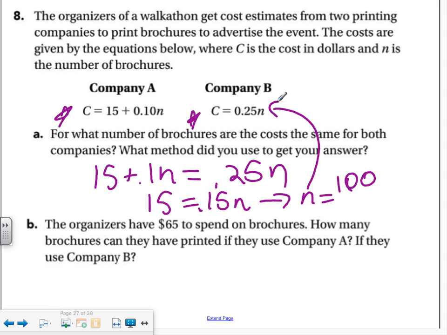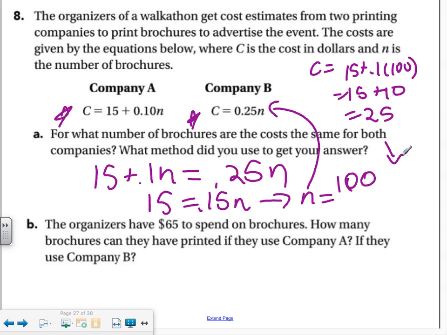So for company A, we have cost equals 15 plus 0.1 times 100, which is 15 plus 10, all right, which is 25. For B, you'll get 0.25 times 100, which is again 25. So for $25 for both companies, they'll get 100 brochures.